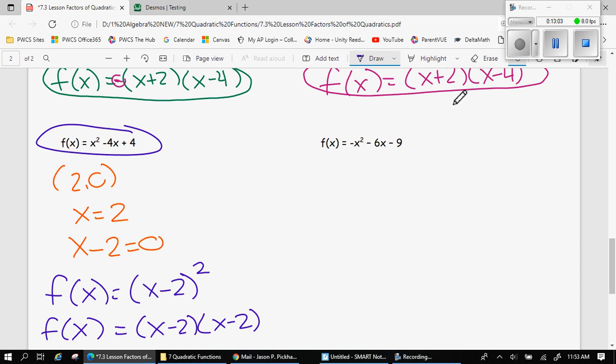So I want you to give this last one a try. Pause the video. Try this one on your own. Graph it. Find the x-intercepts. Manipulate the equations like that, and then write it in factored form. Pause it, give it a try. It's okay if you make a mistake. Then press play and see the answer.